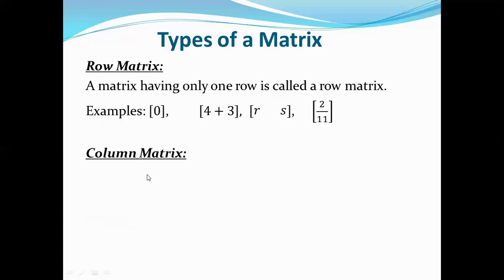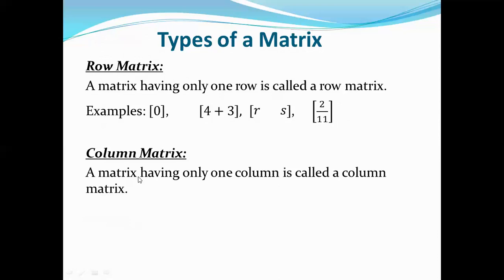Column matrix. A matrix having only one column is called a column matrix. For example, 5, A plus B, here one column. Here, 1 column, 1, 7. A matrix having 2 elements, 1, 7, but 1 column. Okay, the matrix having 2 elements, -8 and -1. So, this is our column matrix.